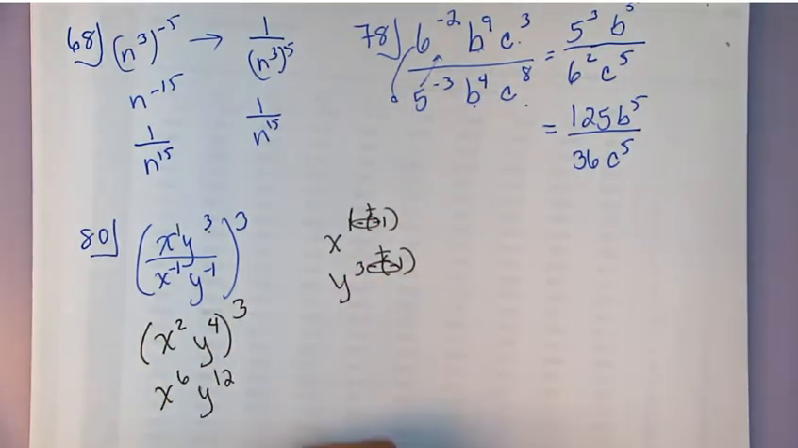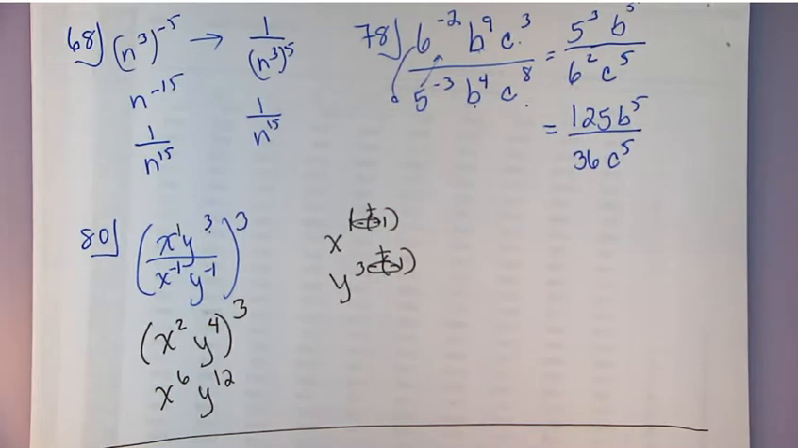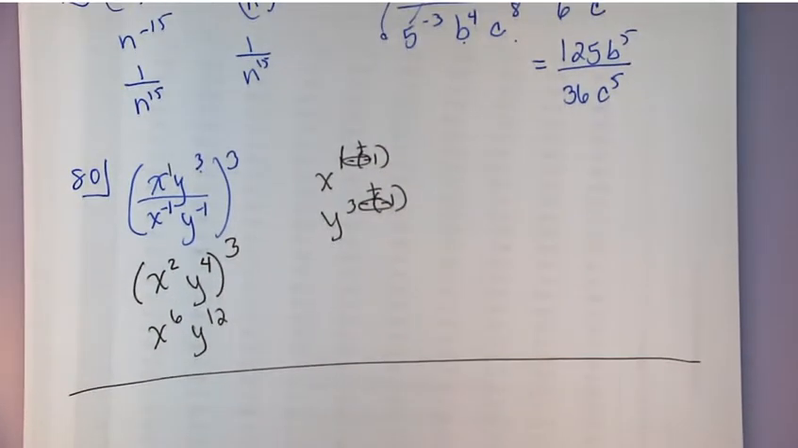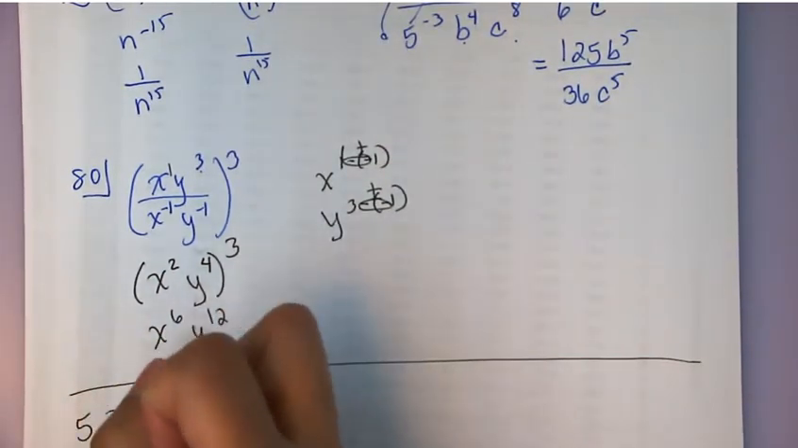We are done with 5.2. Yay! Let's move on to 5.3. 5.3 is called scientific notation.